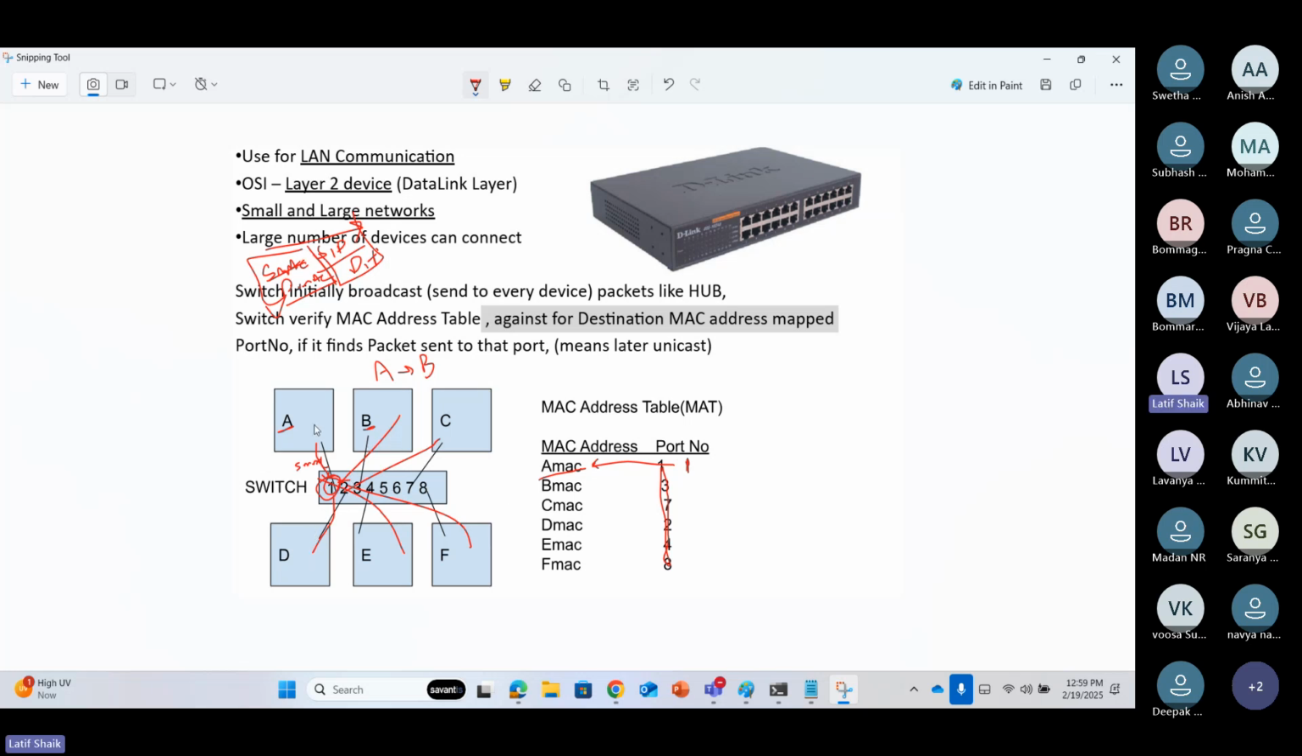For example, I want to communicate to C. C's MAC address is already given, C's MAC address is available. Then what it will do is send directly to port number 7, and C will receive the packet.